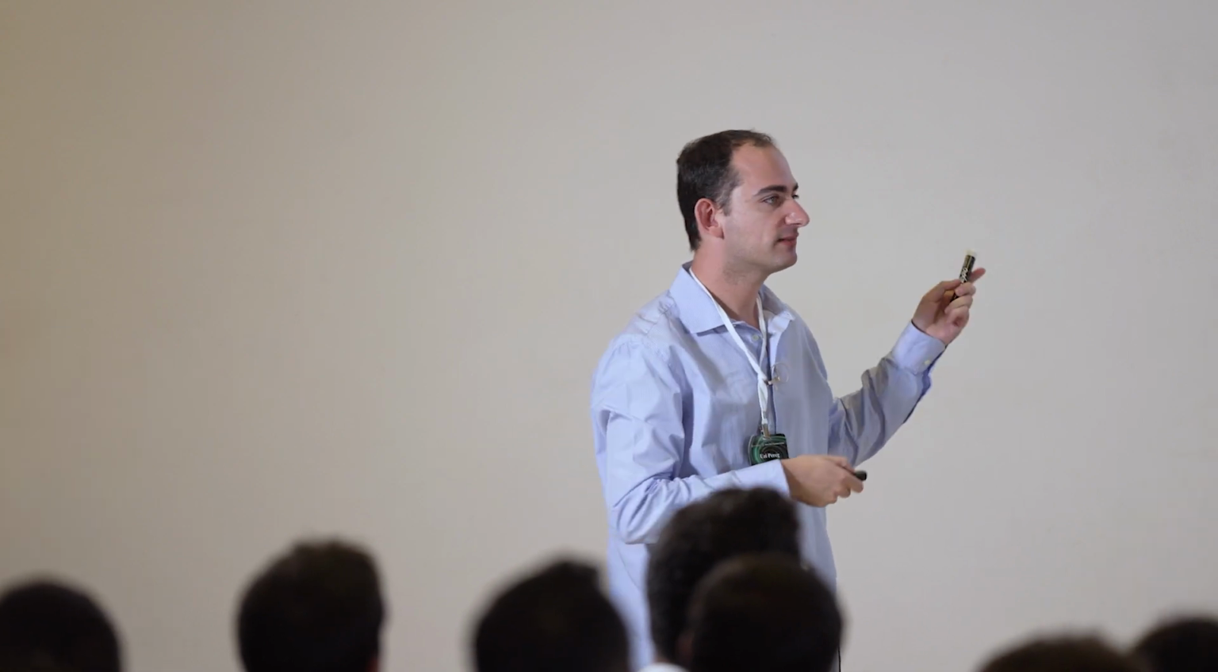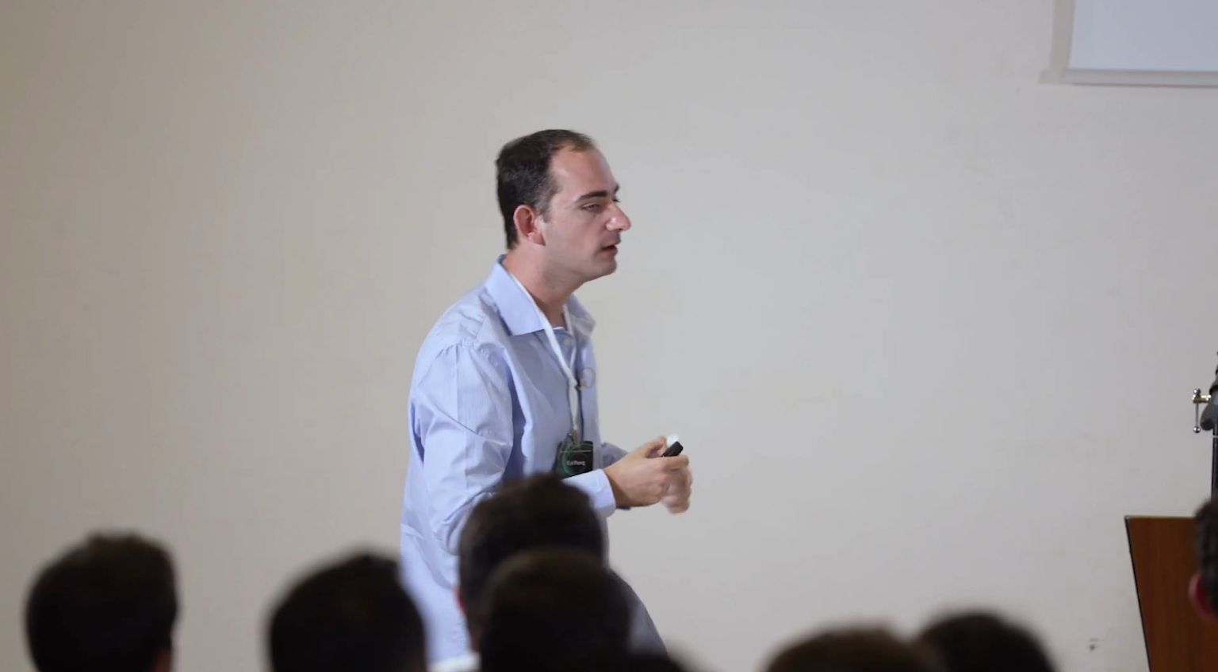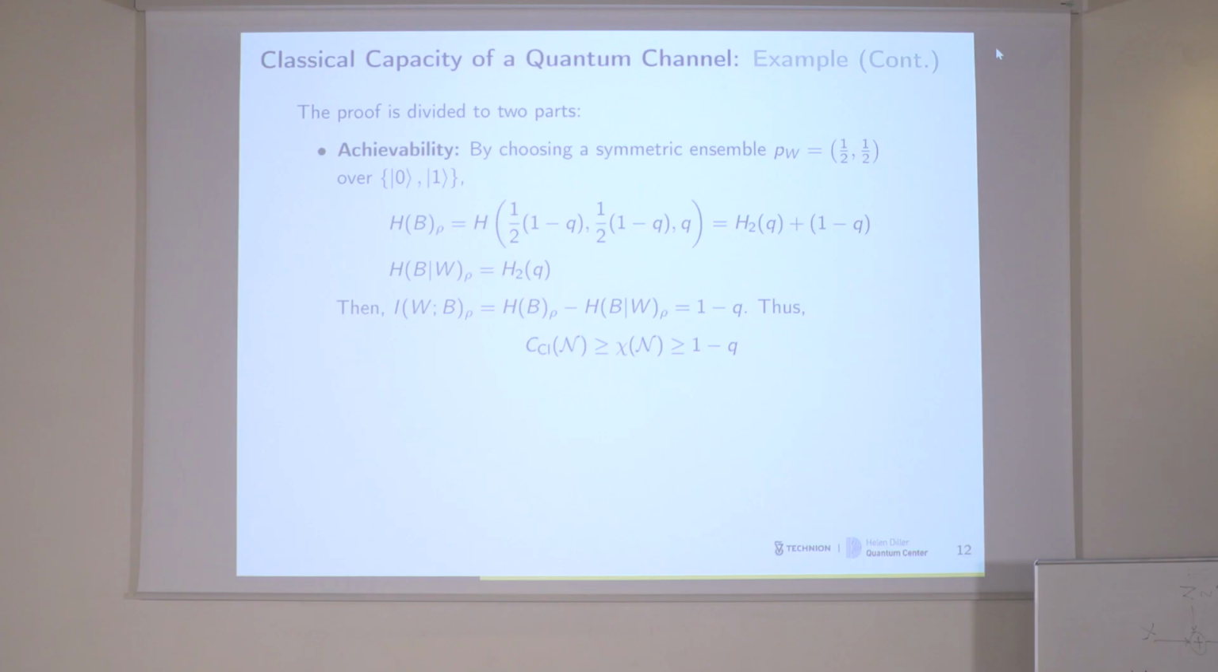Okay, therefore, the capacity, we said that it's bounded from below by the Holevo information, and this is bounded from below by 1 minus q. Because if I choose a specific ensemble, it will be lower than the maximum over all the ensembles. And you can also show the upper bound, but I skipped this because the proof is longer.